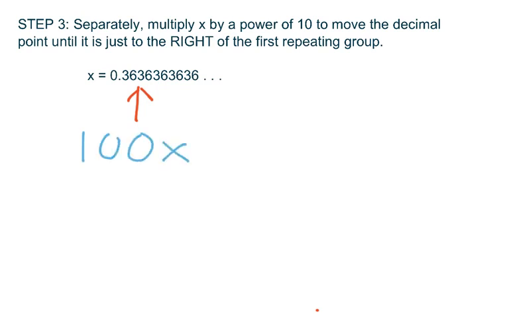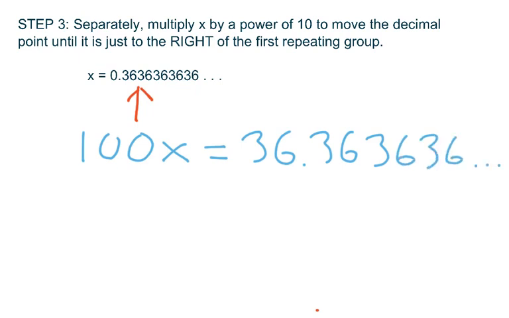100 times x would have the effect of taking the decimal point and sliding it until it's after the first repeating group. But notice that even after that, you still have infinitely many 36s going on and on and on. So 100 times x will move the decimal from here to here.